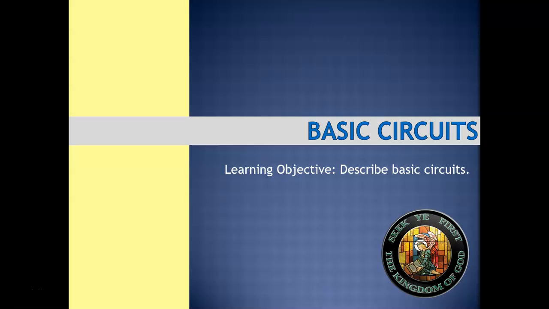I'm going to be taking you through the first lesson of topic 2 of the physics in Year 10, which is electricity. Our first lesson today is basic circuits, and our lesson objective is to describe basic circuits. So pause the video while you write that down as your title for today.